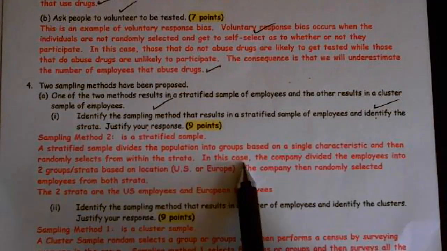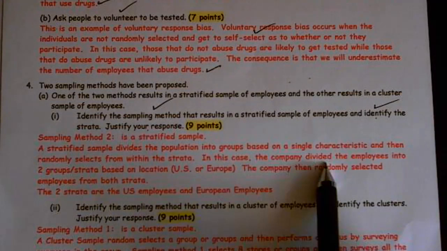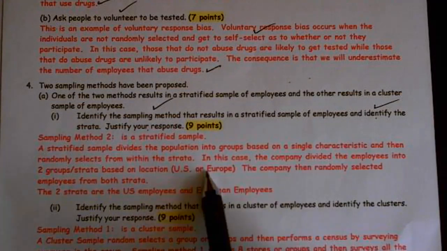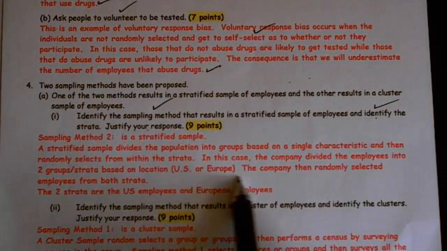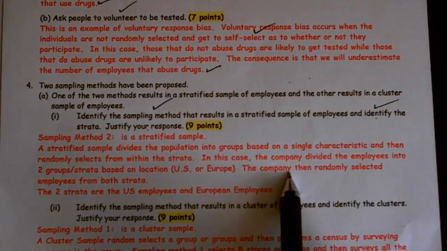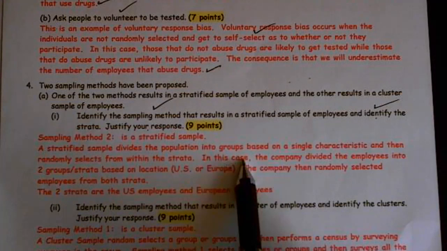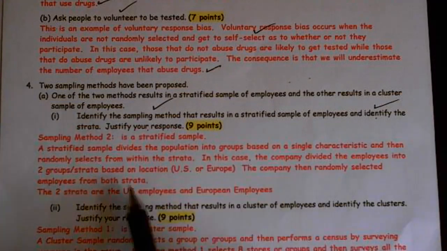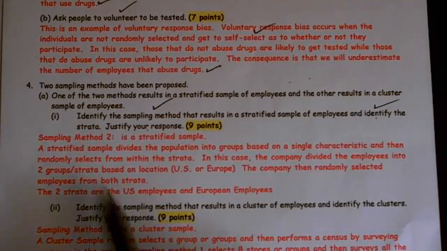And this is how it applies, because now I can contextualize it. In this case, the company divided the employees into 2 groups, strata, based on US or Europe. The company then selected employees from both strata. All right, so I put it in context, which I always have to do. And the 2 strata are the US employees and European employees. So we had to have all of that in order to get the 9 points.